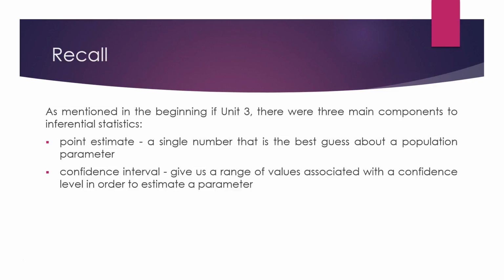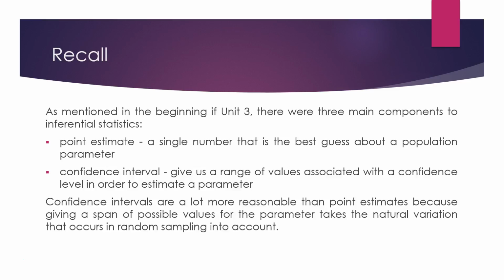Confidence intervals, however, were more realistic because they gave us a range of values. So instead of just having a single number to estimate the parameter with, we're saying, hey, we do have variation that happens with our sample, and so we're going to accommodate for that by giving a range of values in order to estimate our population parameter.